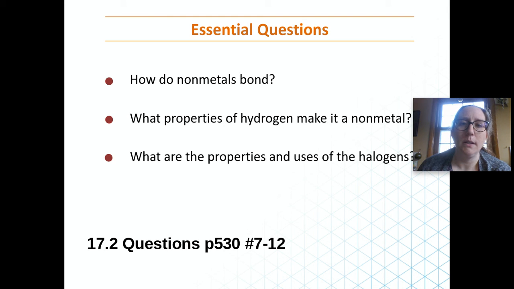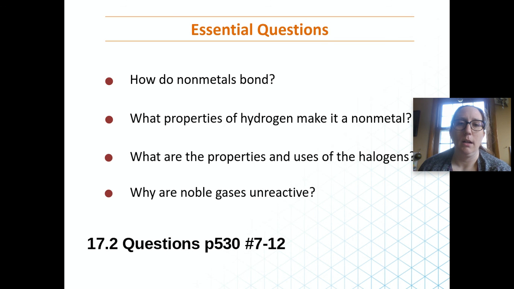What are the properties and uses of halogens? Halogens are group 17. They are all toxic. They're used for disinfectants. They're important in a lot of industrial uses, and they all form salts with metals. Why are noble gases unreactive? Because their outer valence shell is full, so they don't need to share or gain electrons or lose electrons. They're good where they are.